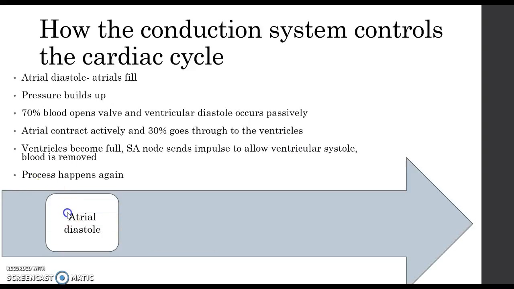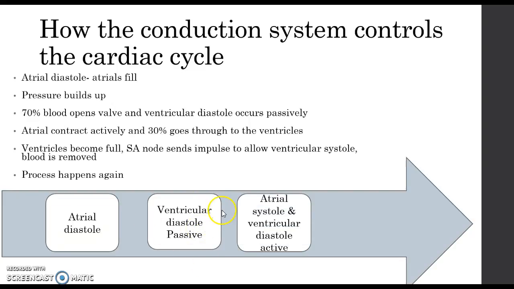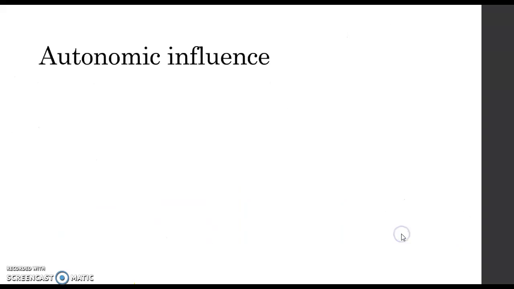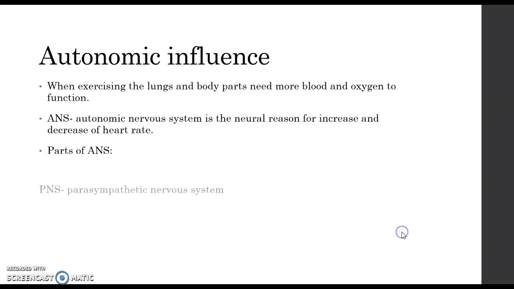So this process goes from atrial diastole and ventricular diastole, which is passive, so that's the 70%, then atrial systole with ventricular diastole, which is active, which is the rest of the 30%, and then ventricular systole. And this process happens again. So timings for this: ventricular diastole happens in about 0.5 seconds, and the systole happens in about 0.3. That's why our total heartbeat is 0.8 seconds, which is this whole process. So autonomic influence also affects how our body works.